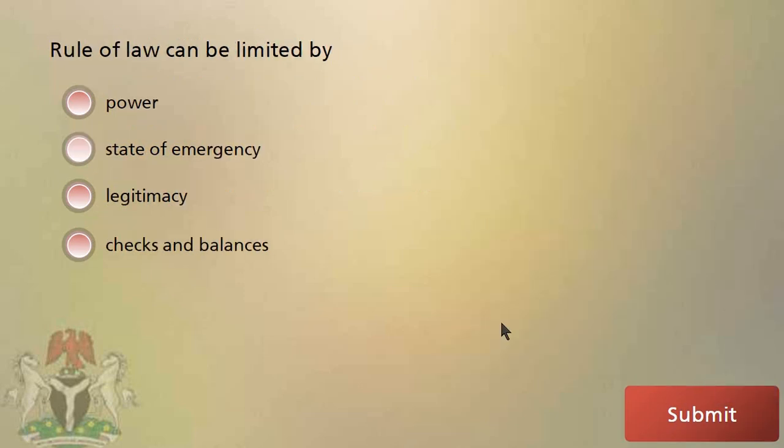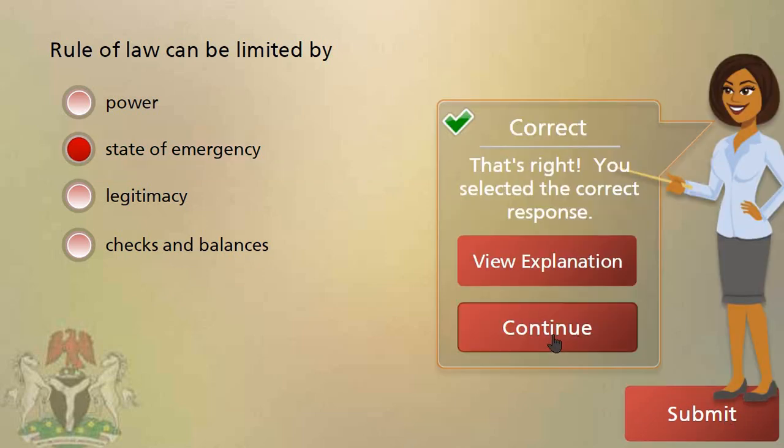Question 10. Rule of law can be limited by: A. Power, B. State of emergency, C. Legitimacy, D. Checks and balances. State of emergency refers to a situation of restrictions, especially of movement. So, definitely it can limit rule of law, which encourages the protection of human rights. So, the rule of law can definitely be limited by state of emergency, which is B.